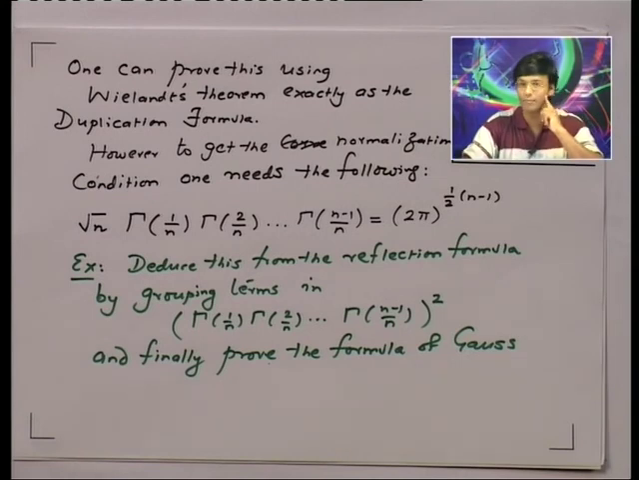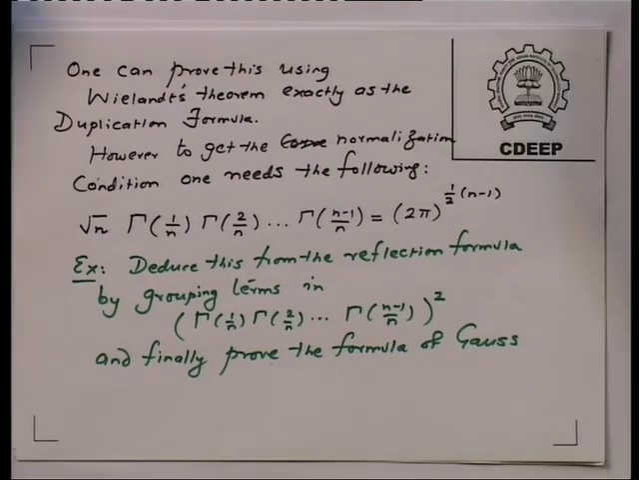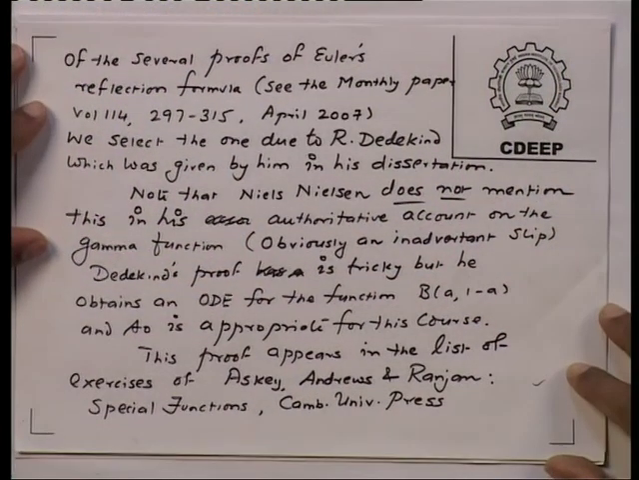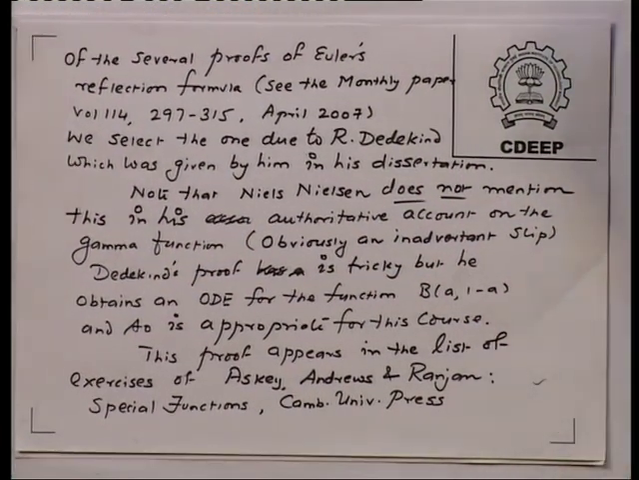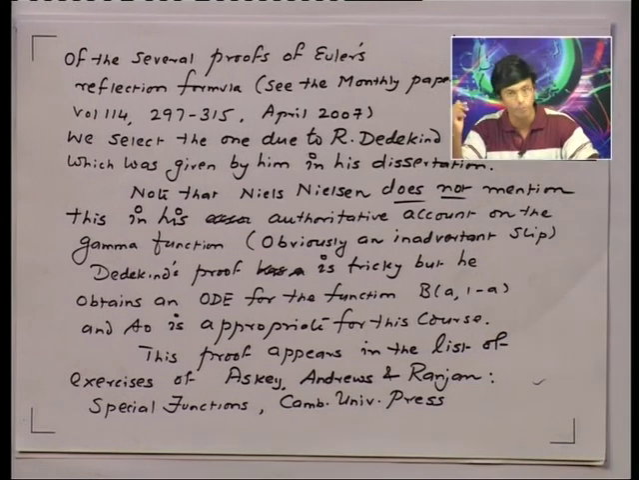Shall we proceed? All right, let us go further. Several proofs of Euler's reflection formula are known in the literature. I explained a proof due to Dirichlet. There is a proof due to Dedekind. Dirichlet gave two different proofs. Another proof of Dirichlet is also available using the integral representation.